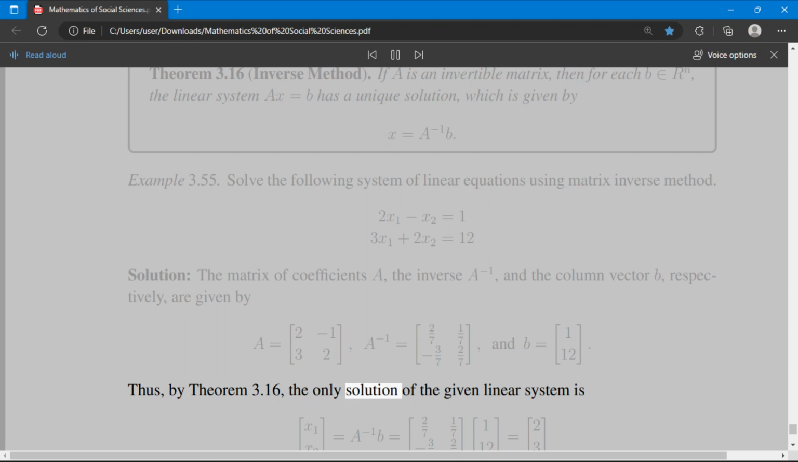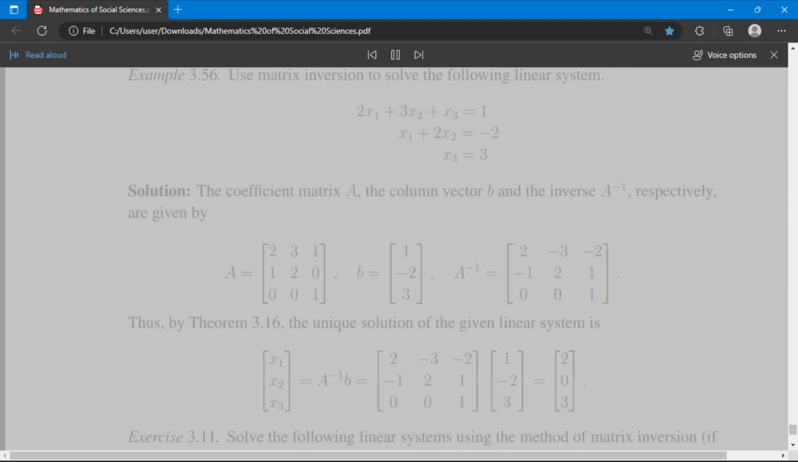Thus, by Theorem 3.16, the only solution of the given linear system is [x1; x2] = A^-1 B = [2/7 1/7; -3/7 2/7][1; 12] = [2; 3].